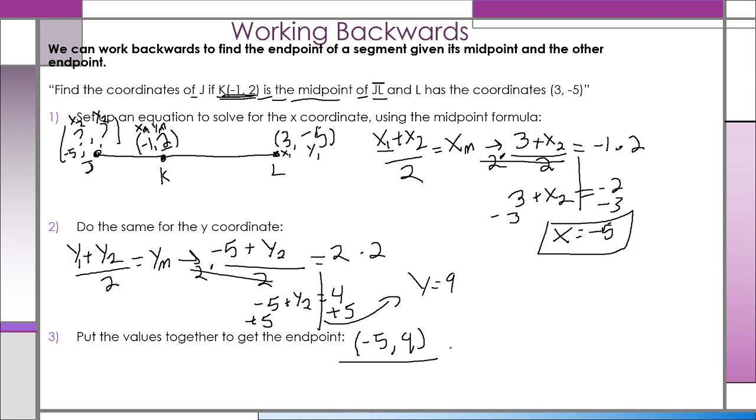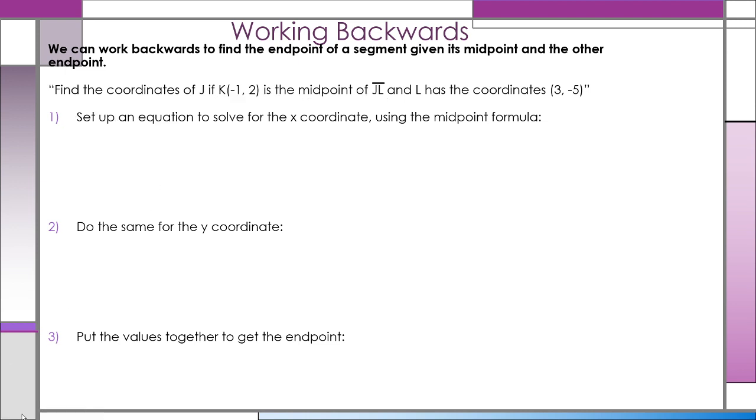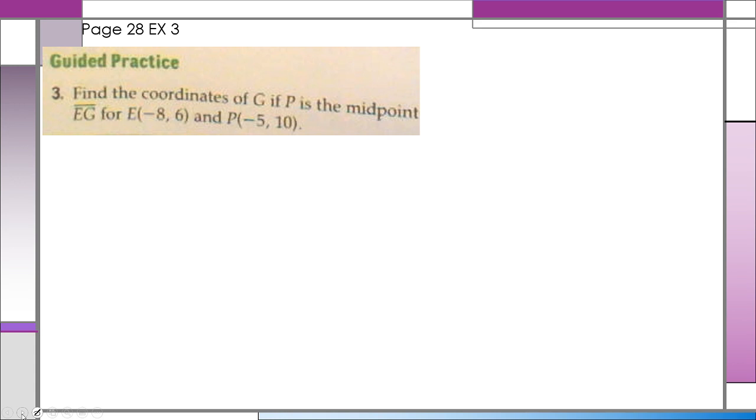So this is the coordinates of the point J. This is where the point J here is sitting. So if we have this point for J and this point for L, then K, -1, comma, 2, would be our midpoint. So let's try to go over one more of those just to, again, get it ironed out here, because it is kind of a weird problem at first, but it's not too difficult once you get to know it. So find the coordinates of G if P is the midpoint of EG, and then E is at this point and P is at that point.